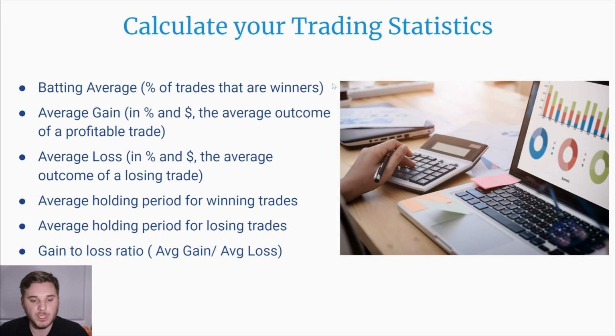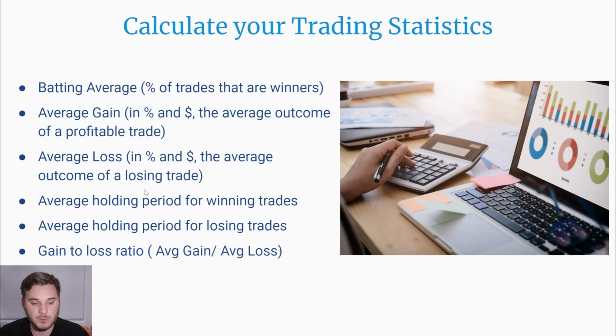So getting into step 1, let's first talk about how to calculate your trading statistics. When I talk about trading statistics, I'm really talking about these metrics right over here, but obviously you can add as many as you want. First up, we've got your batting average, which is your percent of trades that are winners, also known as your win rate. Number 2, your average gain, both in terms of percent as well as dollar amount, and basically the average outcome of a profitable trade. Similar to that, your average loss.